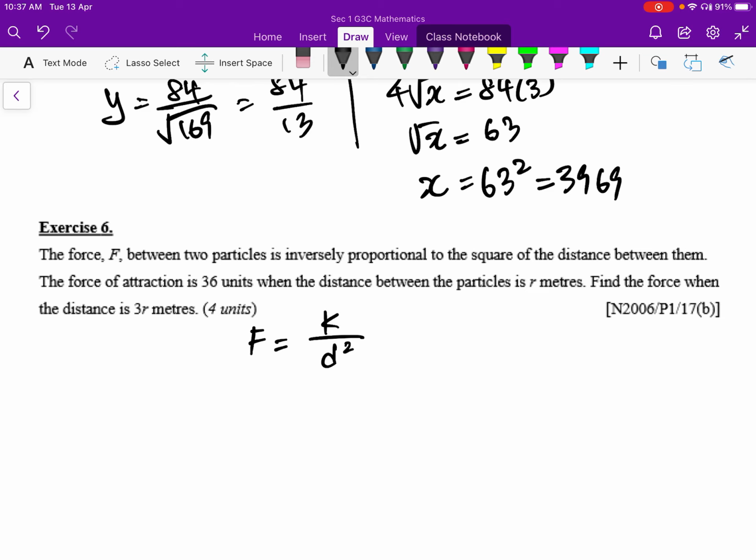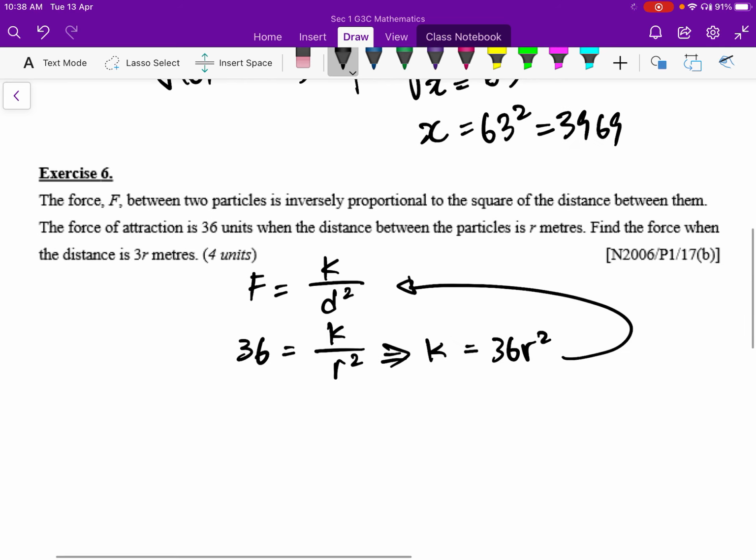D for distance. Then they tell us that now the force of attraction is 36 when the distance is R. This is our first substitution. So similarly, we can find the value of K, which is 36 R squared. And you put this back into the formula. So our updated formula is now F equals 36 R squared over D squared.